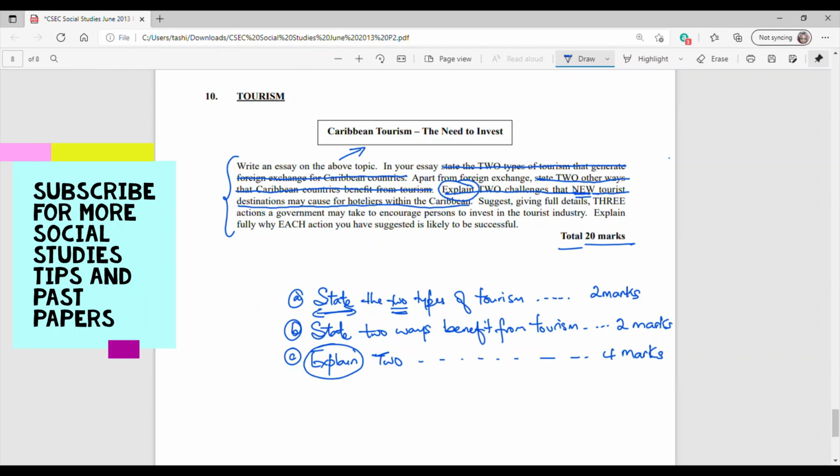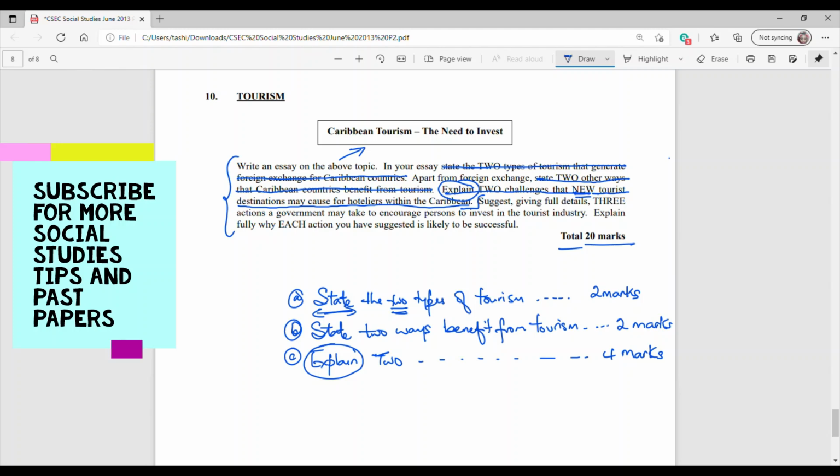So the next thing that we are asked to do, does this look familiar to you? Suggest giving full details, 3 strategies or 3 actions. I hope it looks familiar because you would realize, if you are looking at past papers, that this setup or this structure for the question is at the end of every single question that they ask. So in section A, you will realize that the last option in question 1, 2, and 3, they ask you to suggest giving full details.